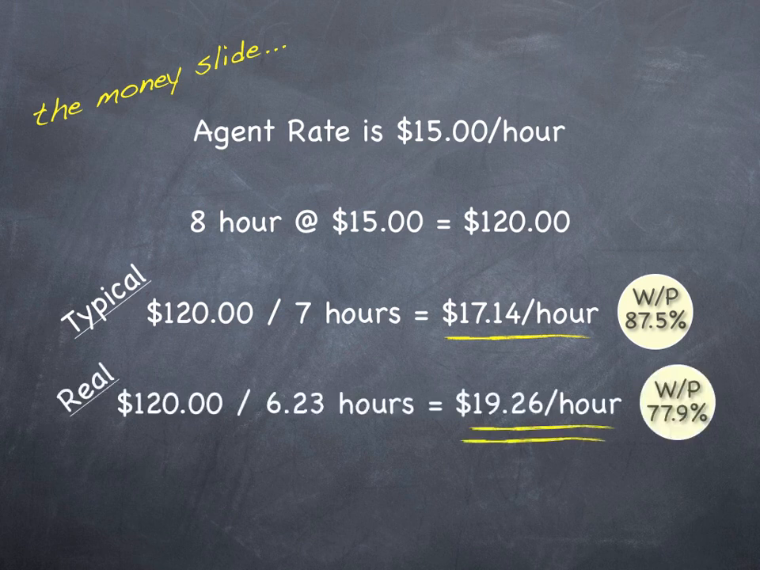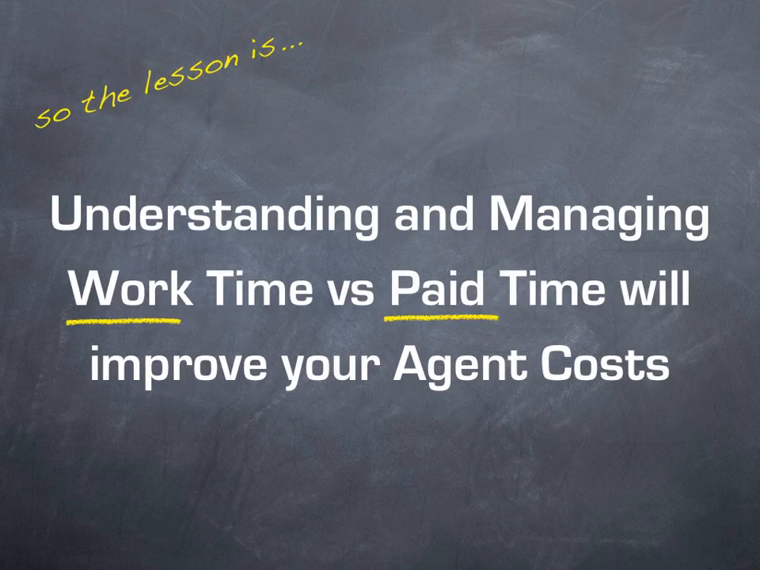But on our real day, our agent only works 6.23 hours, and our costs now increase by over 12% to $19.26 an hour effective rate. And that's with a work to paid ratio of 77.9%. So the lesson is understanding and managing that work time versus the paid time will improve your agent costs.